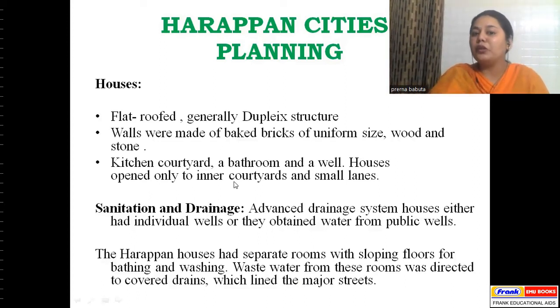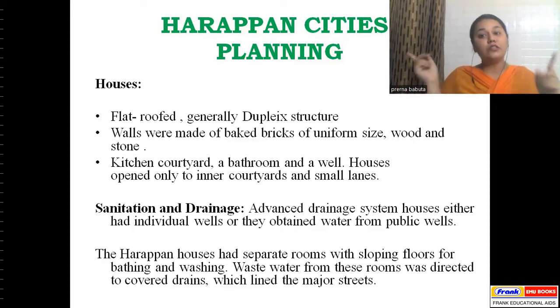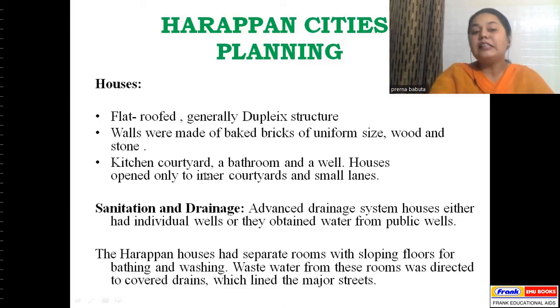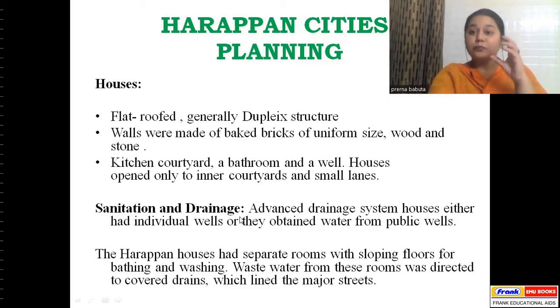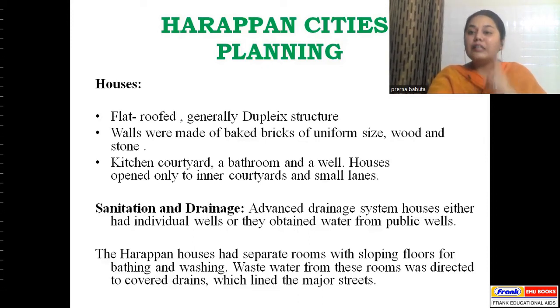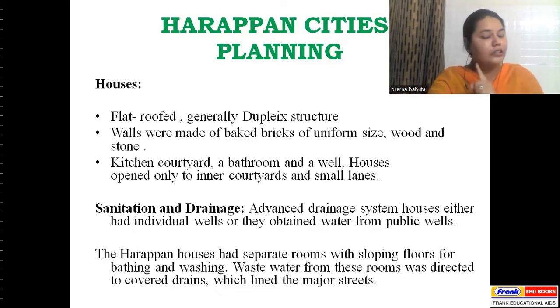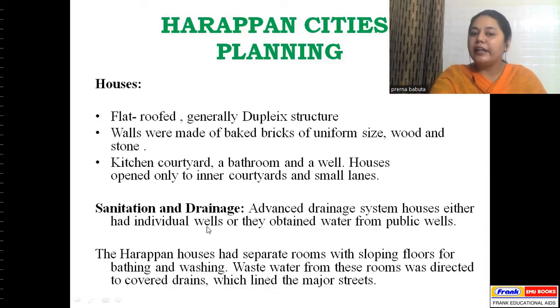And houses opened only to inner courtyards and small lanes. Another beauty of the Harappan houses was that they were very well ventilated. There was cross ventilation. Then sanitation and drainage, very, very important. Harappan city planners also understood the importance of health. How do we say that? Because if you look at their sanitation and drainage pattern, it was an advanced drainage system. Houses either had individual wells or they obtained water from public wells. And the Harappan houses had separate rooms with sloping floors for bathing and washing.